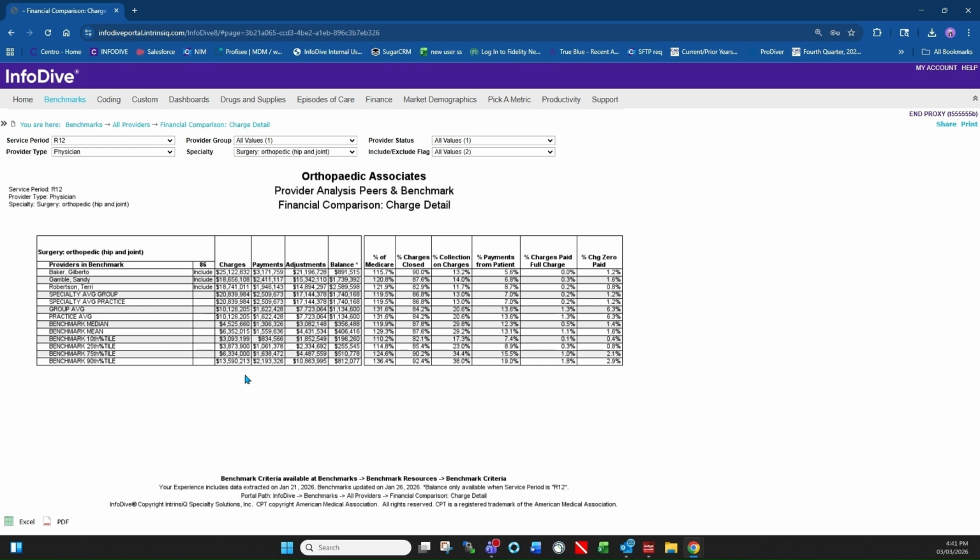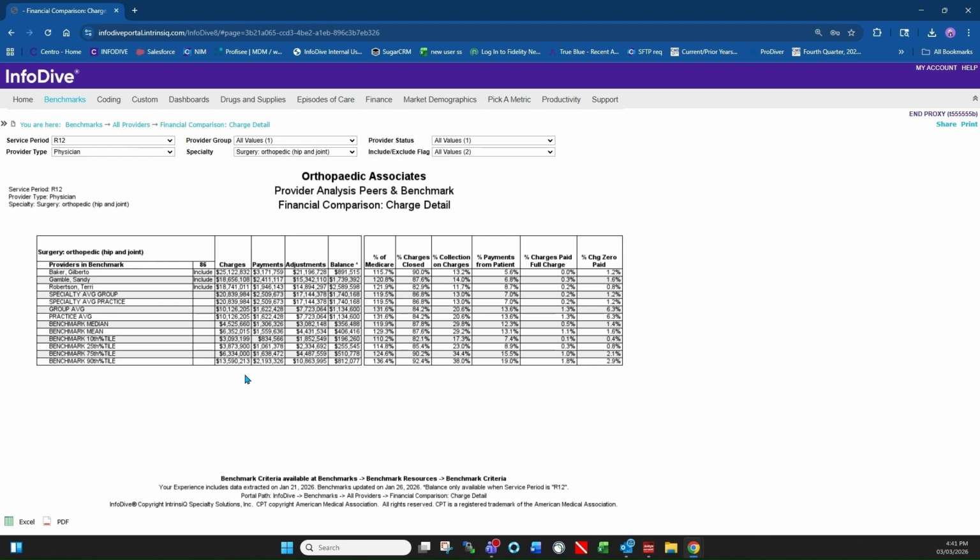So if you wanted to go back in history to look at their charges year over year, you could see that. But for now, just looking at this report, knowing that it's available to you where you can really compare providers in the InfoDive community to other orthopedic, hip, and joint providers, or whatever specialty you choose for this specific physician you're looking at, is just one way to use that benchmarking report.